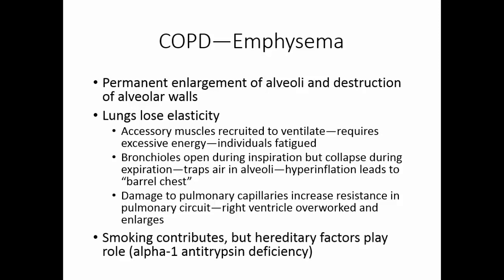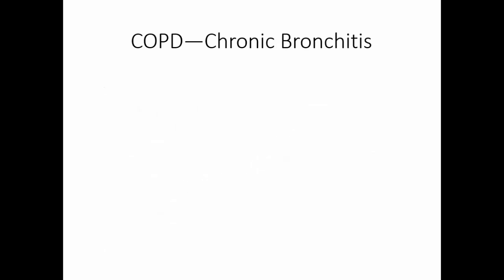Smoking contributes to emphysema, but there are hereditary factors. Some people get emphysema and never smoke. There is, for example, a deficiency in a gene called alpha-1 antitrypsin. This is an enzyme necessary to keep the lungs healthy, and some people have this gene absent and can't produce this protein. The other example of COPD is chronic bronchitis.